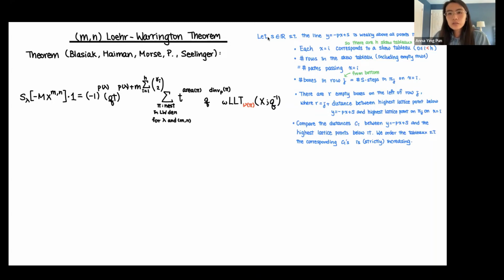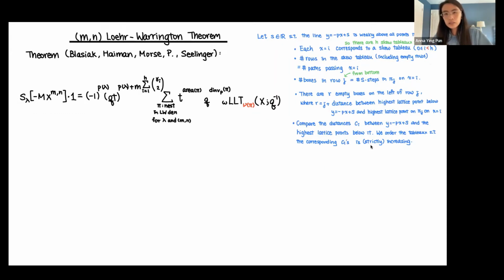You choose your S, and then make sure that your line is weakly above all the points on your den, satisfying the conditions. Then we are going to construct tableaus using these conditions. Now, you will construct a lot of tableaus, and then how are you going to order them? To order these tableaus, you have to compare the distance between the highest lattice point and the path that you drew. And then we order the tableau according to the value of CI strictly increasingly.